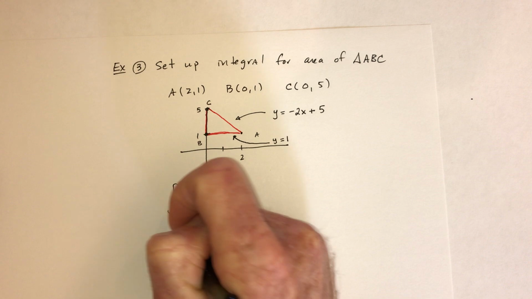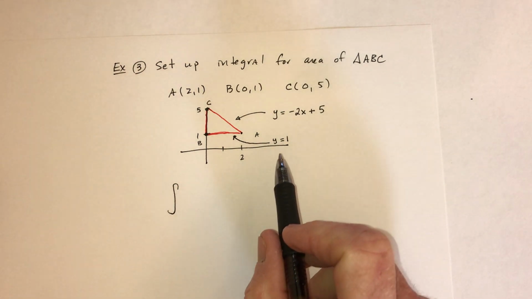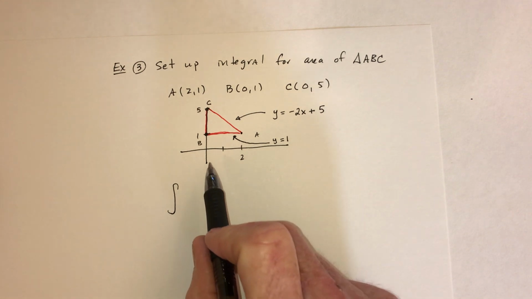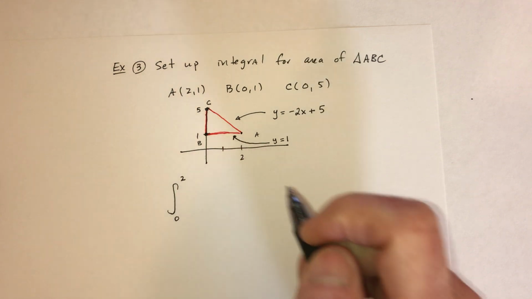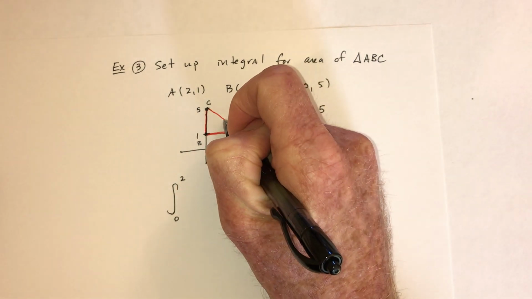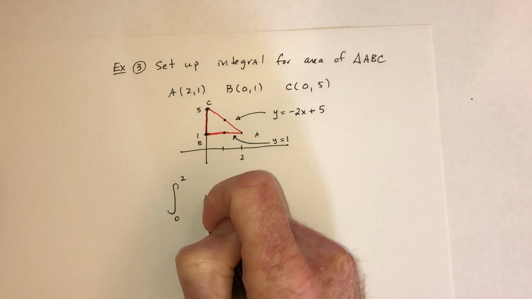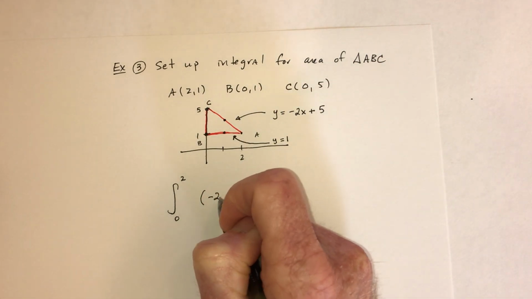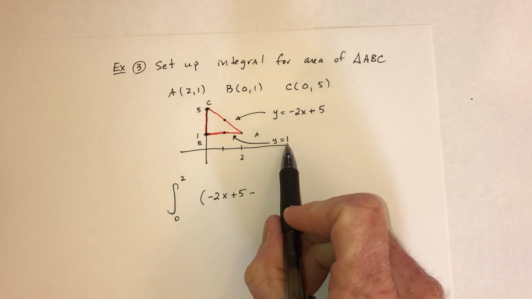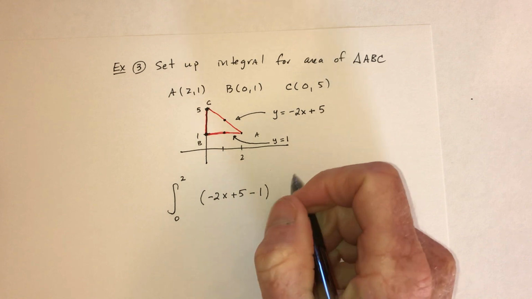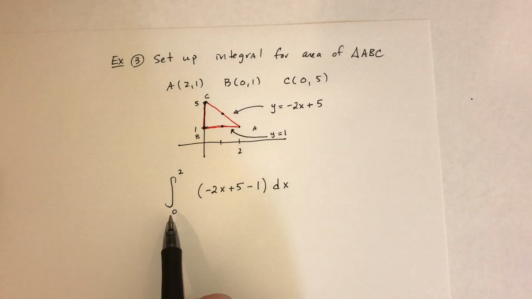Okay, then set up the integral. I'm going to be integrating with respect to x, so it's going to go from 0 to 2. And then you need the top function minus the bottom function. So that would be the top function is -2x plus 5 minus the bottom function, which is just 1. And then x will go from 0 to 2.